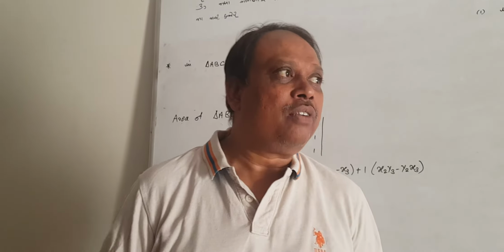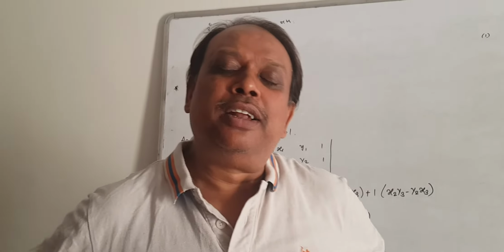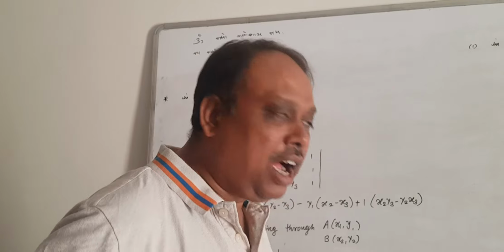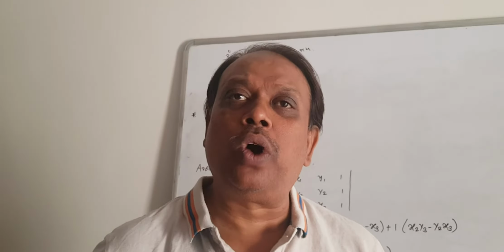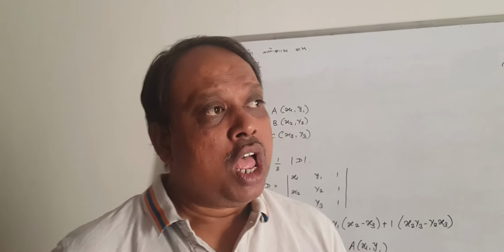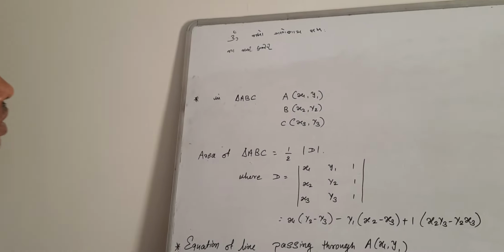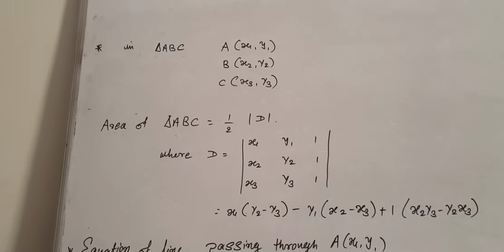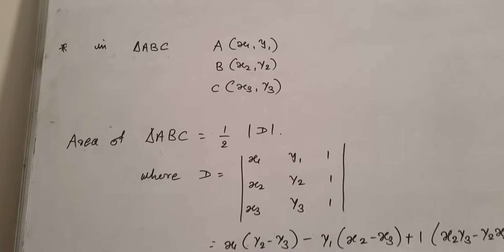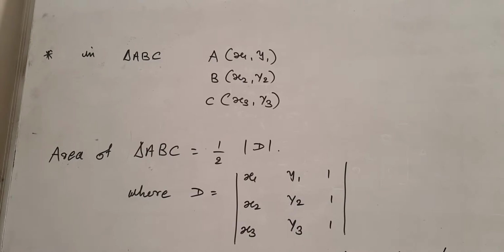Hi students, now you understood about the determinant, and how to see exercises 4.1 and 4.2. Now we have to move to the next one. By using determinant, we can find the area of a triangle ABC.